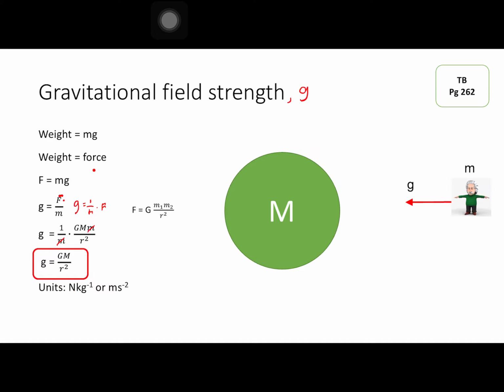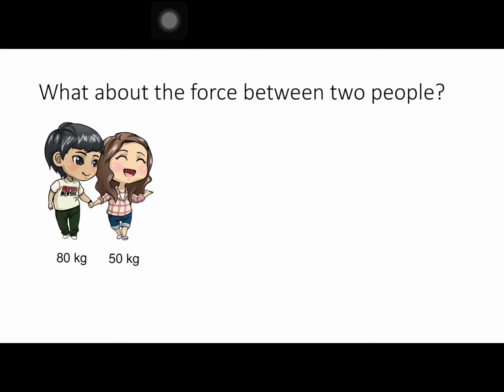Now, what's the unit for g? Newton per kg or meters per second square. So remember there are two units, okay?